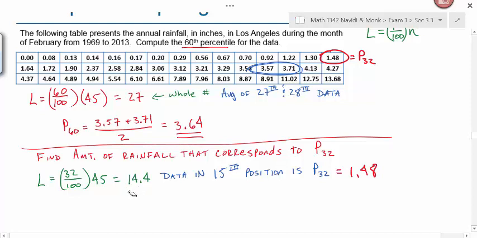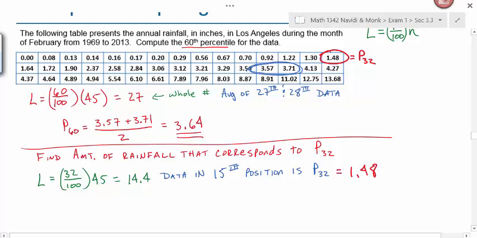Let's say it was 14.01. If our locator came out to be 14.01, I would round up to 15, and then the number in the 15th position would be the percentile. Only if your locator comes out to be a whole number do you have to do the average of two numbers. I want to make that point clear.